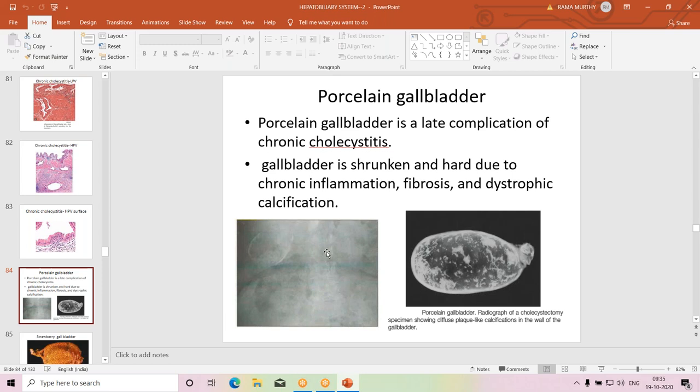On the other side, you will see a radiograph, X-ray of the specimen of gallbladder, which shows clearly calcification of the wall. So this is a predisposing condition for carcinoma of the gallbladder. Porcelain gallbladder is a predisposing condition for adenocarcinoma of gallbladder.